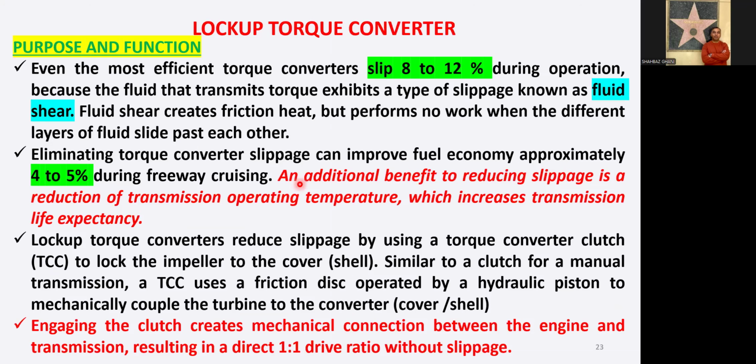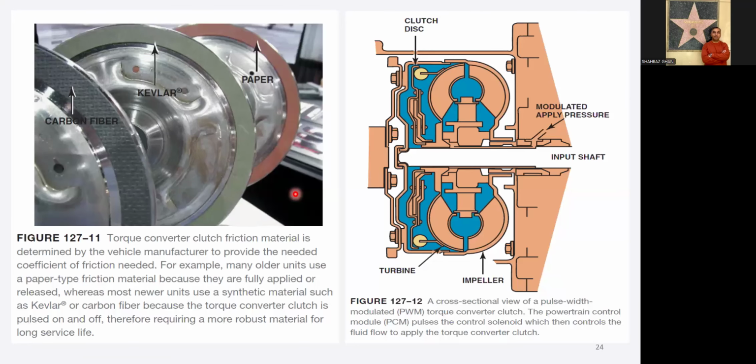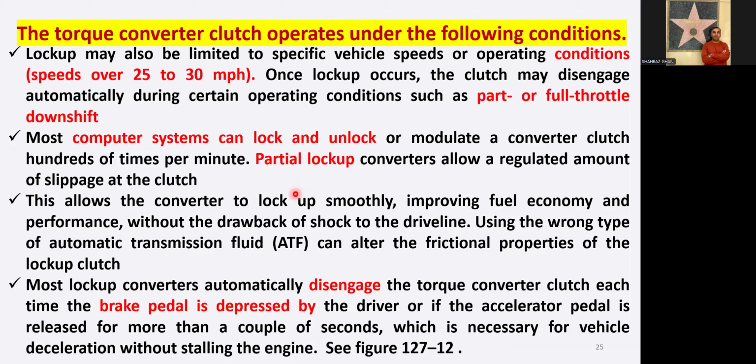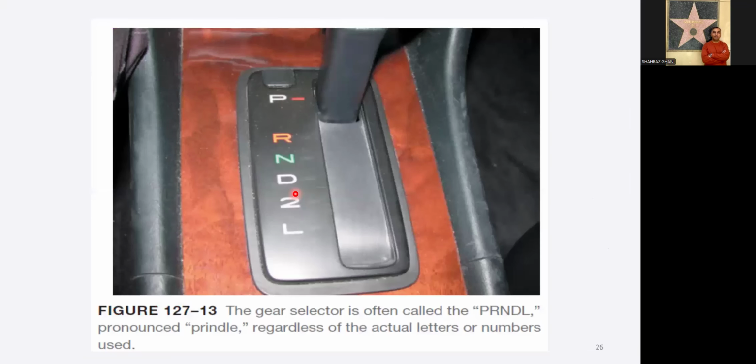Then in the second part, we have studied the lockup torque converters, the purpose, the function, how the slippage occurs, and how to reduce that slippage. The torque converter clutch is used to avoid that slippage. And the torque converter clutch operates under the following conditions. It depends upon your pedal, how much speed you are giving to the vehicle, and then how it works.